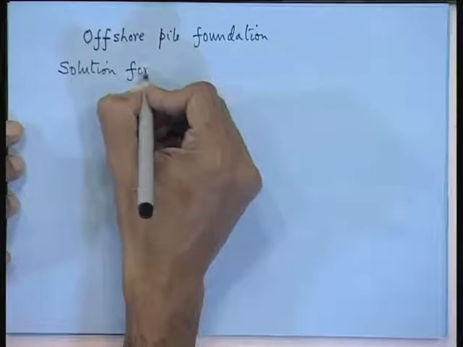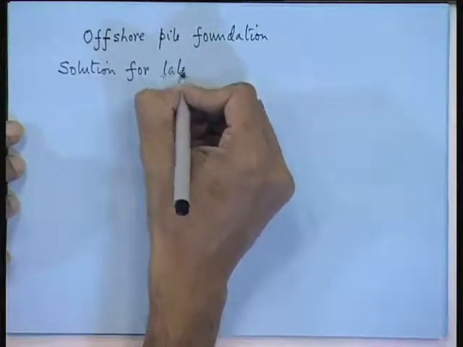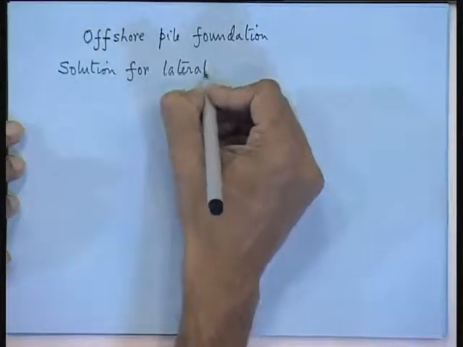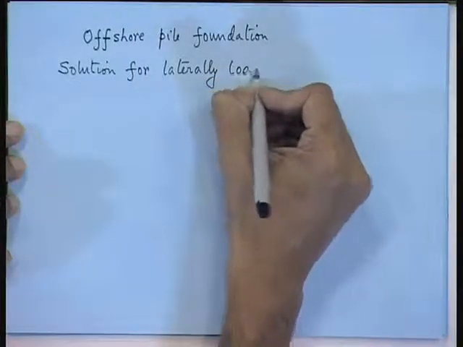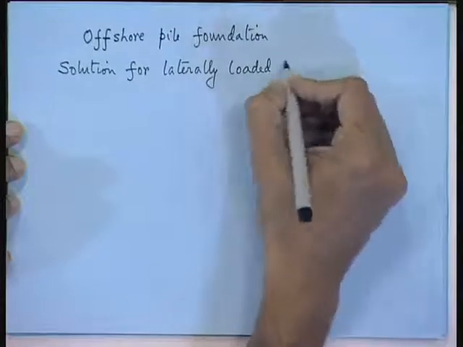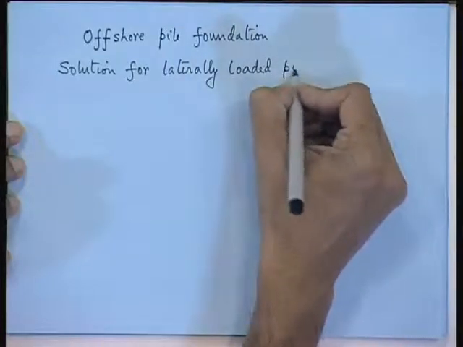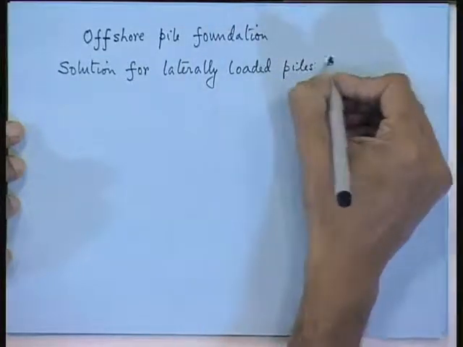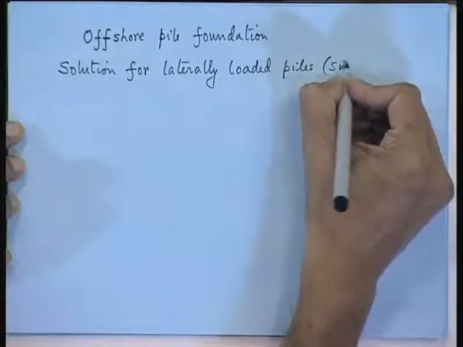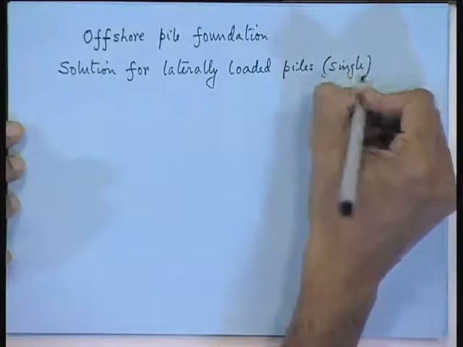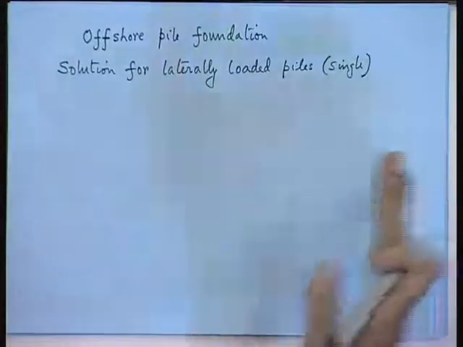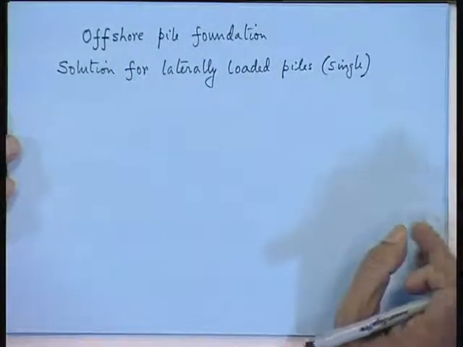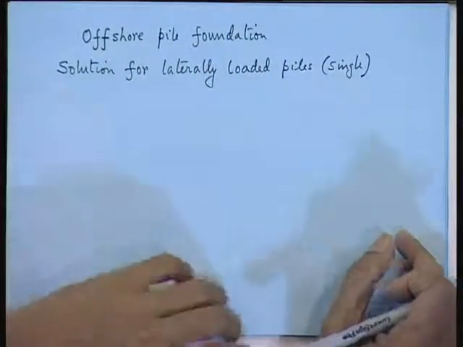So, you have to find a solution for laterally loaded piles. This type of pile is called a laterally loaded pile. Now, we are studying single piles only. That means we are not calculating pile groups, but you will find those towers, the platforms which are very large, they are called offshore towers.